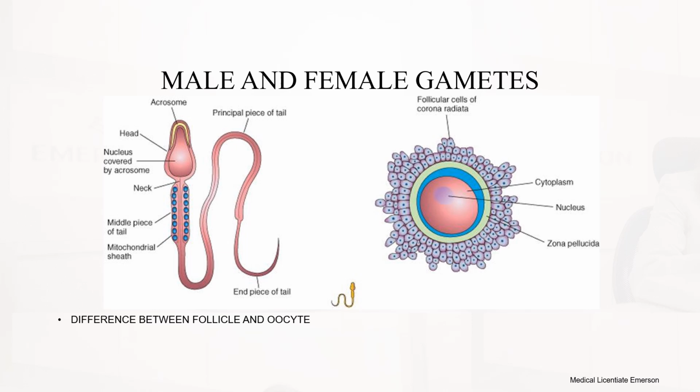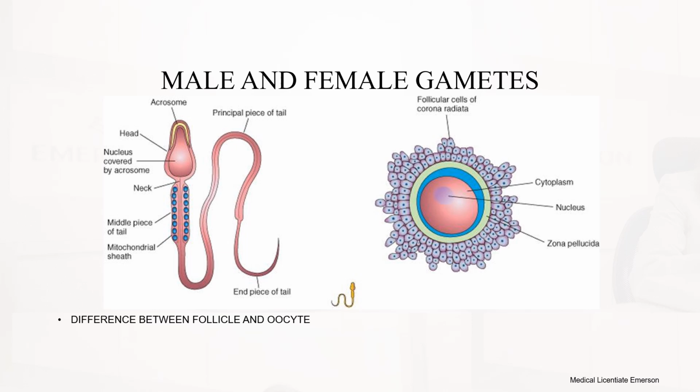Then let's go to the oocyte. So the oocyte does not produce hormones. So meaning, follicles produce hormones, but here the other difference is that the oocytes don't produce hormones.